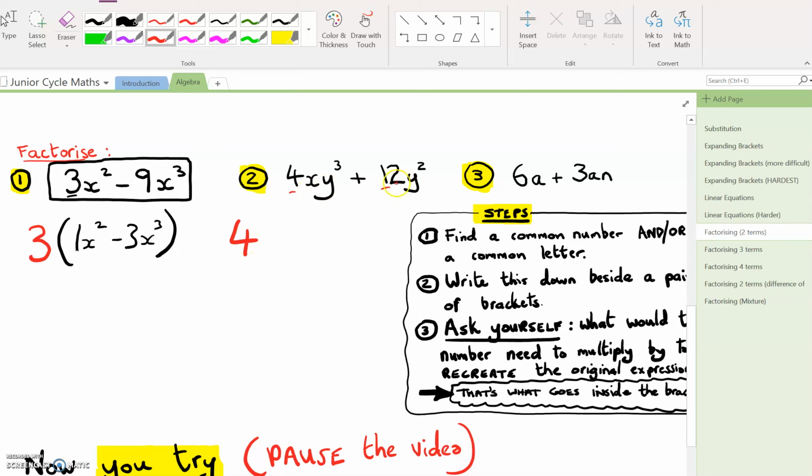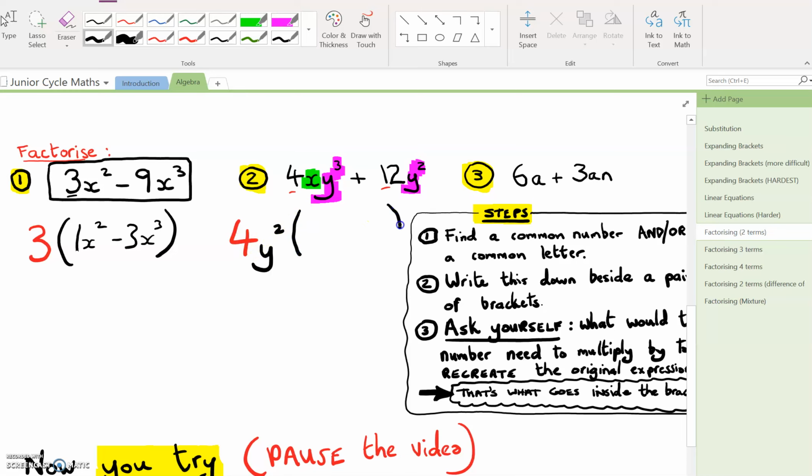Now, is there a common letter in here? Well, let's take a look. There is, I'll use green. There's an X here. Now, there's no X here. And there's a Y cubed here and a Y squared here. So Y is definitely common. But is there even bigger thing common? Y squared. Because if there's a Y squared here and a Y cubed here, it means that there's at least a Y squared in both of them. So I do have a common number and a common letter for this one.